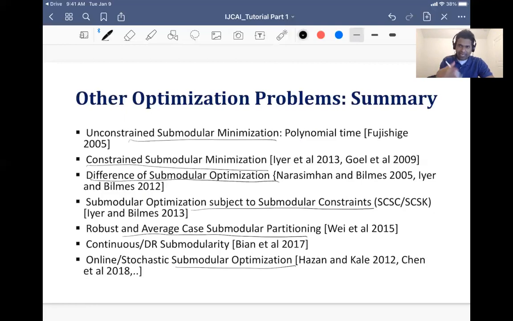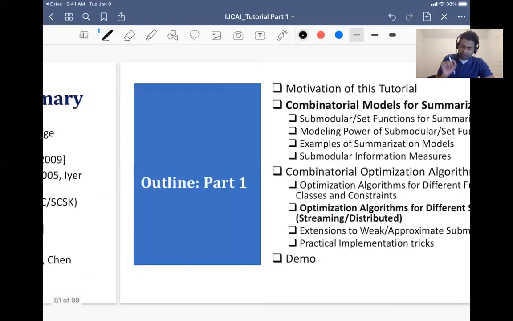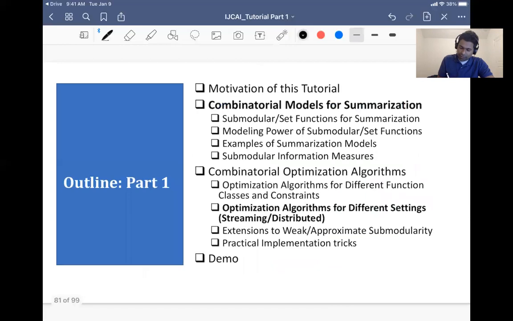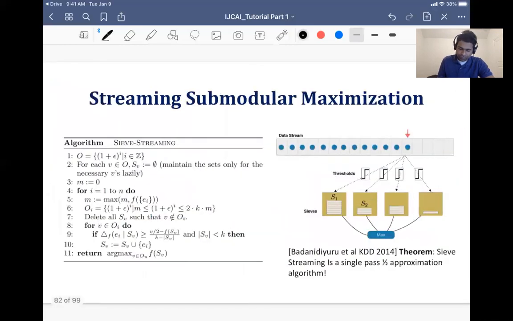I didn't cover a lot of different flavors of optimization algorithms in the interest of time, but we will cover a few more settings. We will look at two specific settings: one is streaming and one is distributed. The idea of a streaming algorithm is that data comes in a stream, one item at a time. With this data stream coming in, once I look at an item, I want to decide whether to add it or not. So I just do one pass over the data set in an online manner.